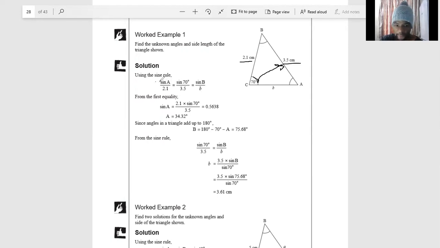It will be sine A all over the side that is opposite it, which is 2.1, equals sine 70 over the side that is opposite it, which is this one. This one is not necessary, even if you don't write it. Then you cross multiply: sine A multiplied by 3.5 is equal to 2.1 multiplied by sine 70. Then divide by 3.5 on both sides, just like they did here. Then take the inverse of sine, putting this in brackets, and you find your angle, just like we did in the previous example I showed you.